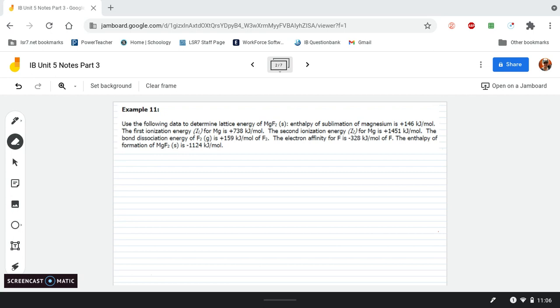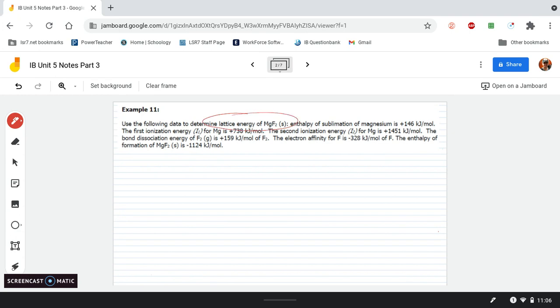Okay, we're going to look at how to mathematically solve one of these. And it looks kind of like Hess's law. So we're going to have target equations and things like that. So on example 11, it says that we're looking to find lattice energy.